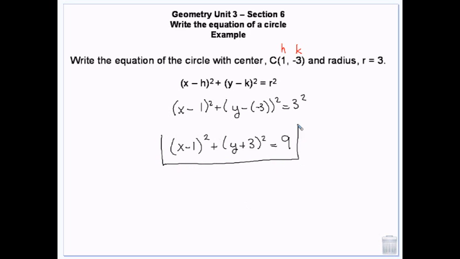Done. What? That's the whole thing? That's the whole thing, if you're given the center and the radius. That part's easy. If you're given the center and the radius, it's easy. No. Hold on.